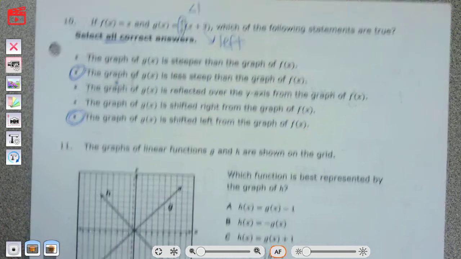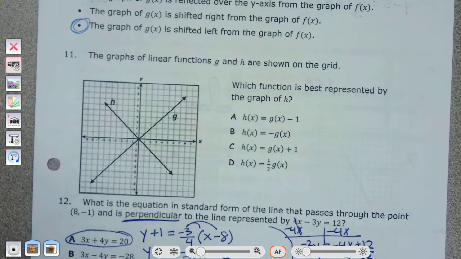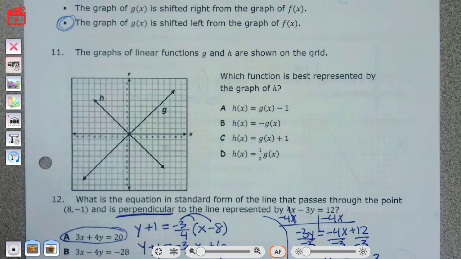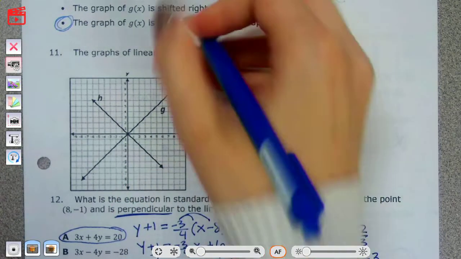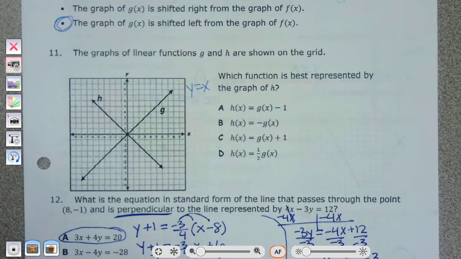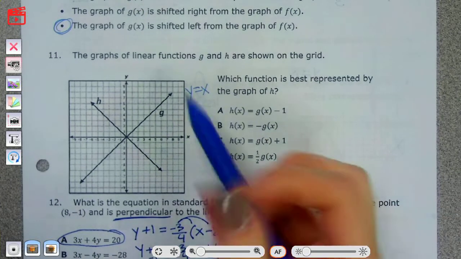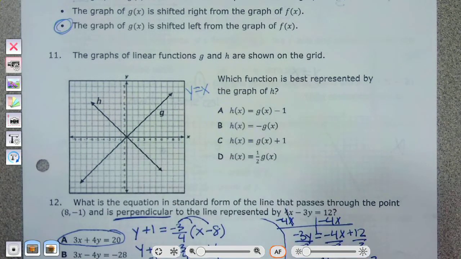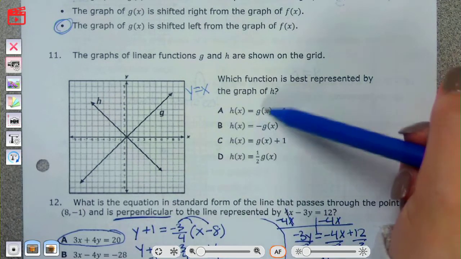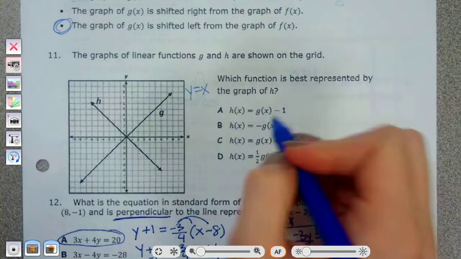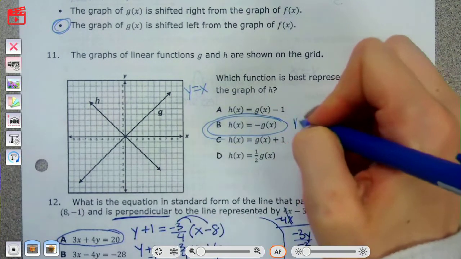Okay, next thing. The graph of linear functions g and h are shown on the grid. Which function best represents the graph of h? So g is our linear parent function, which is y equals x. We know that h has completely flipped. So since it has completely flipped, it's going to be a reflection. Well, the only one that shows a negative g of x is b, because it reflected.